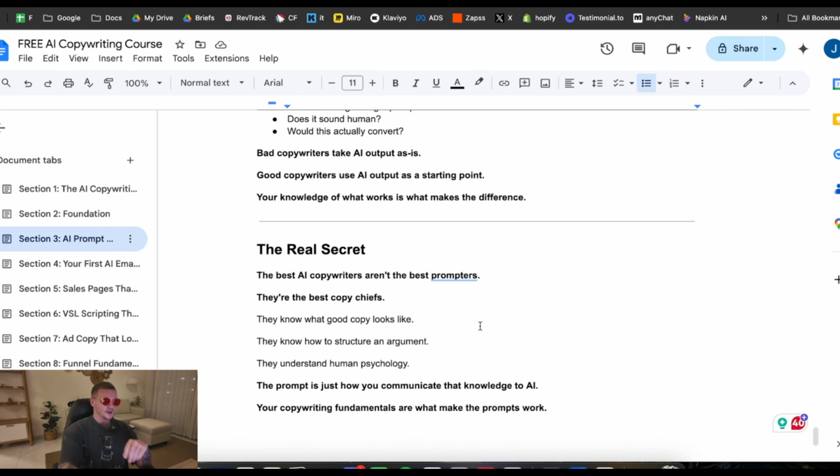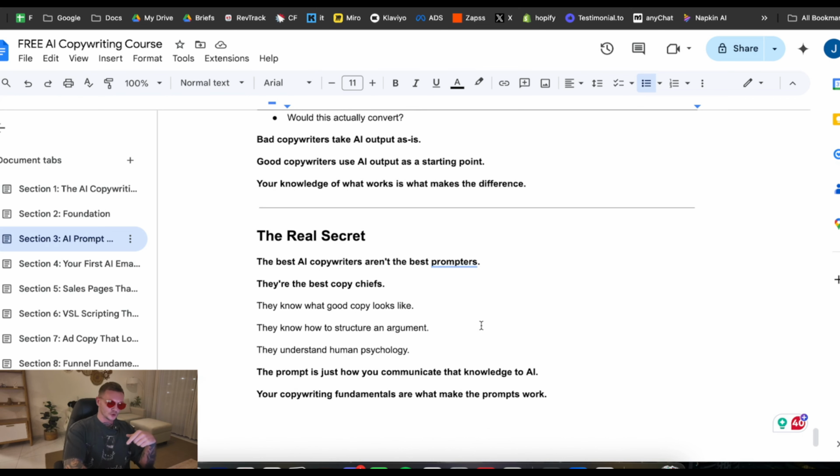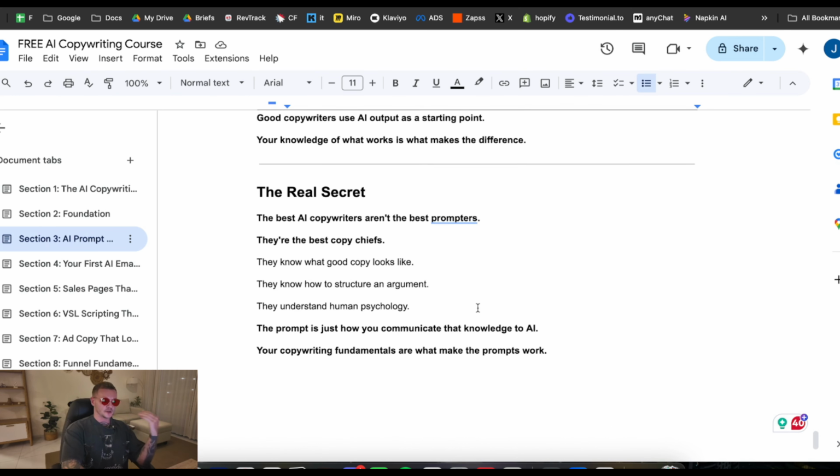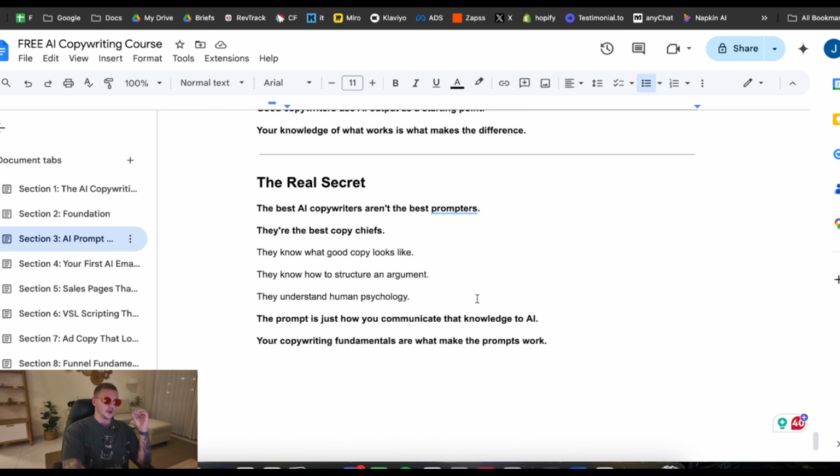So the real secret, the best AI copywriters aren't necessarily the best prompters. They're the best copy chiefs. So they know what good copy looks like, they know how to structure an argument, they understand the human psychology, and the prompt is just how you communicate that knowledge to AI to get the output faster. Copywriting fundamentals are what makes these prompts work.